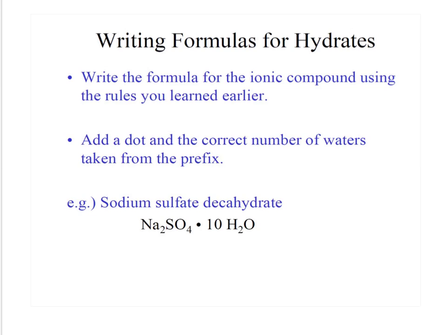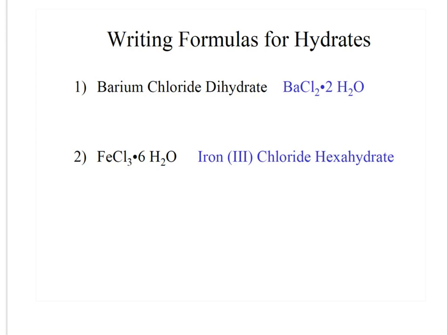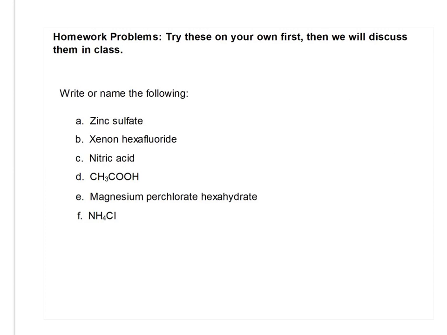So you'll still write your ionic compound that you always did, and then you'll just multiply by however many waters you have, and you use the prefixes that we use for the covalent compounds. So sodium sulfate decahydrate: sodium sulfate regular, times 10 waters. Barium chloride dihydrate: barium chloride, this tells you you have 2 waters attached. Iron(III) chloride, 6 waters attached: iron(III) chloride hexahydrate. All right, try these homework problems and we'll talk about them in class.